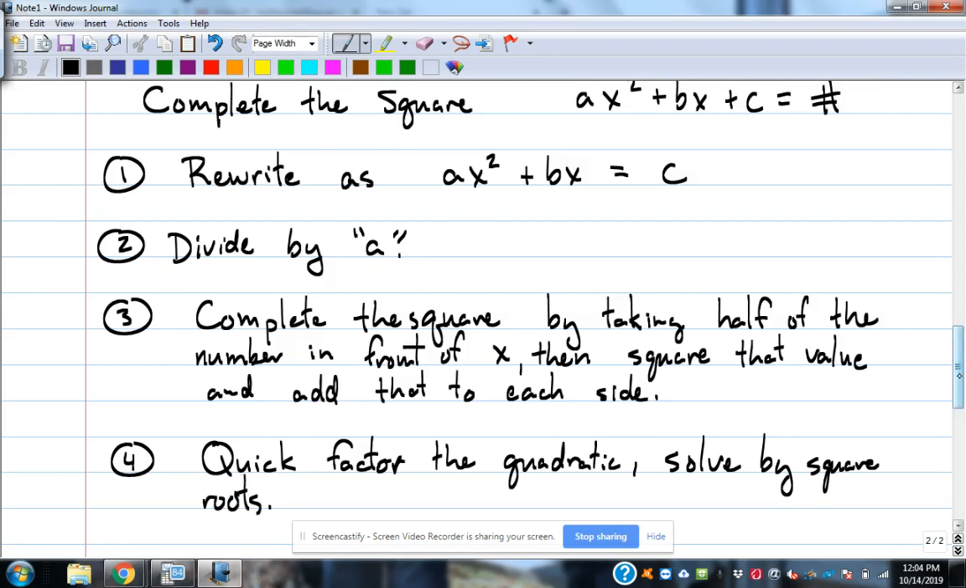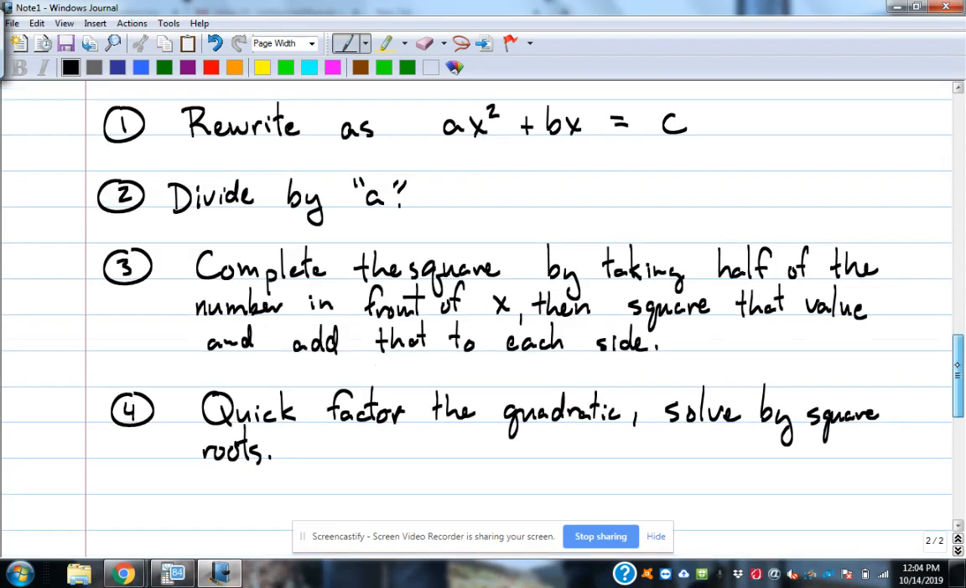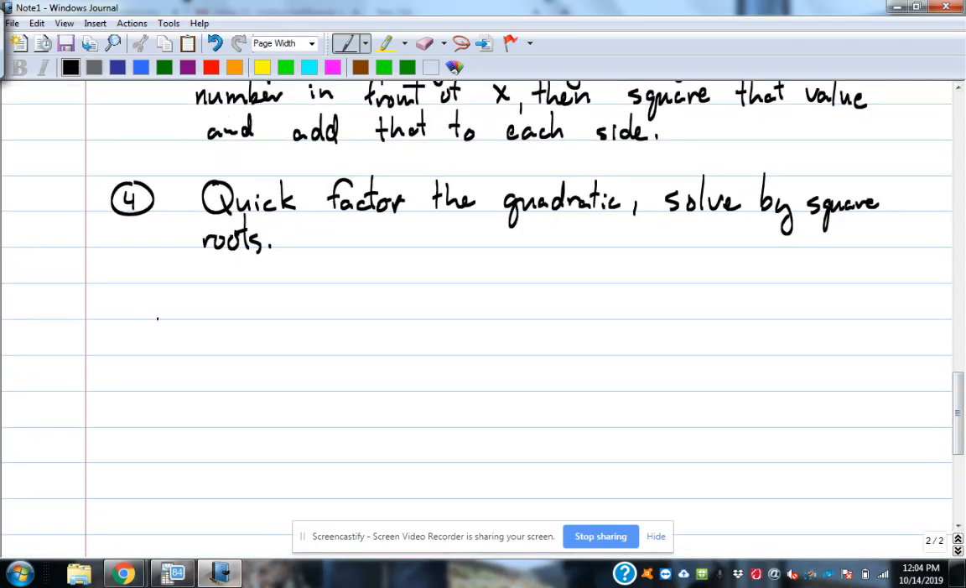All right. So get x and x squared on the same side, everything else to the other side. Divide by the number in front of x squared, a, and then we're going to do the complete the square part. This makes it a quick factor, easy factoring on the quadratic, and then solving by square roots. So it can speed up the process of solving for that. All right, so let's look at an example.